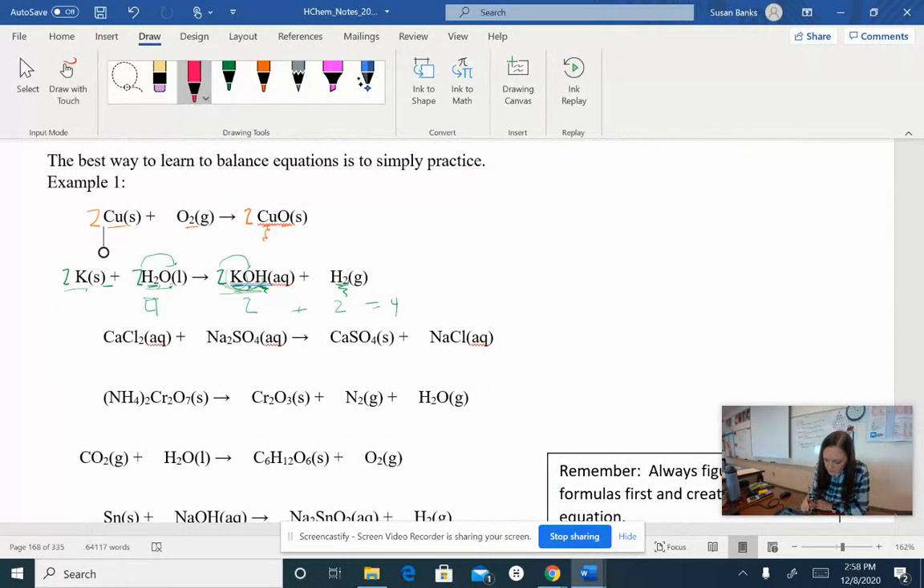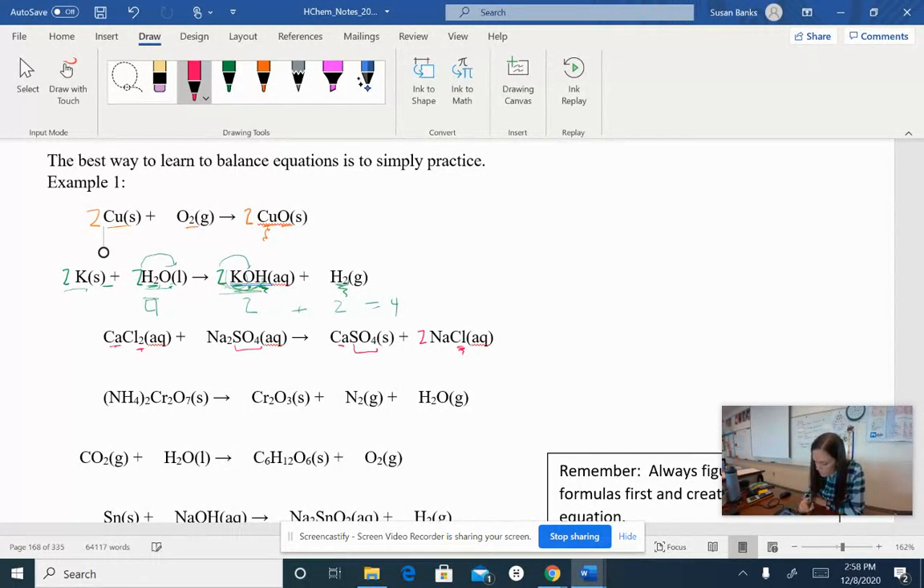Element by element. Okay, calcium. We've got 1 calcium and 1 calcium. We're okay. We've got 2 chlorines and we've got 2 chlorines. No, we don't have 2 chlorines. We've got 1 over here. So I'm going to go back and I'm going to put a 2 here. Okay, so I've got 2 sodiums, and with that 2, I now have 2 sodiums.